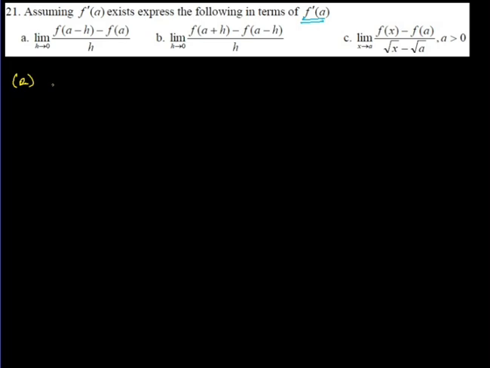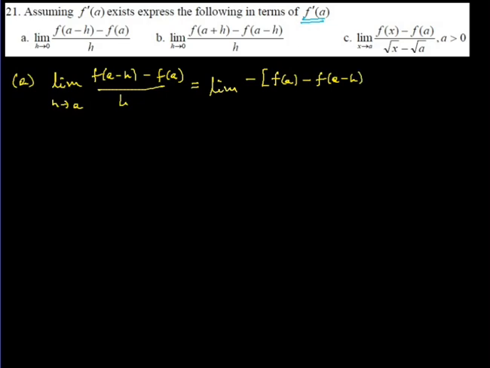So the first part says the limit of f of a minus h minus f of a over h as h approaches zero. This can be written as the limit of minus one times f of a minus f of a minus h over h as h approaches zero. But we have to know what the limit of this term looks like.